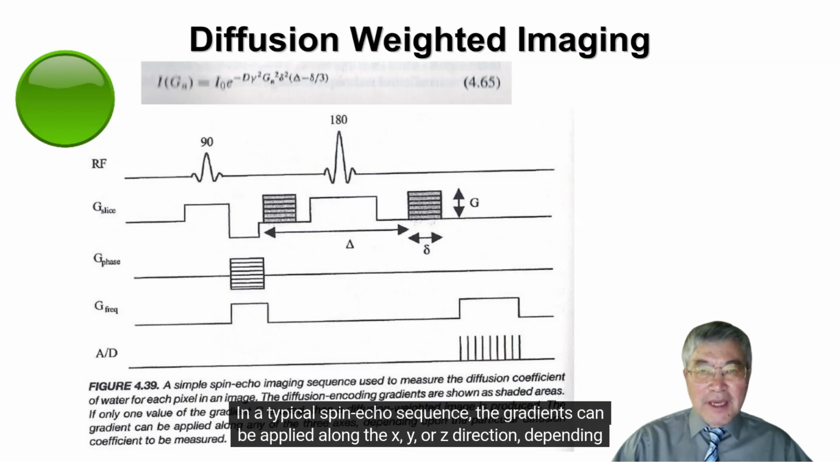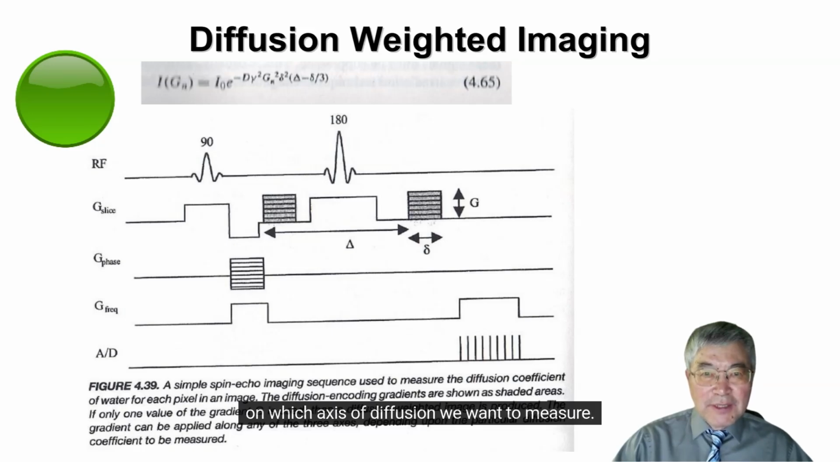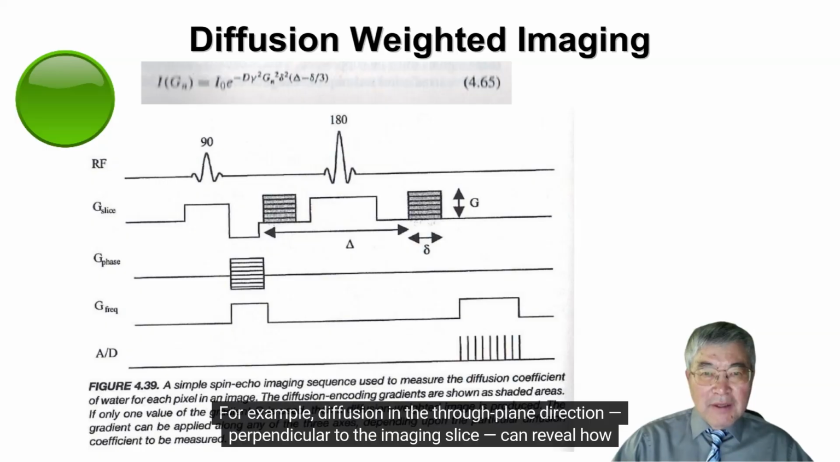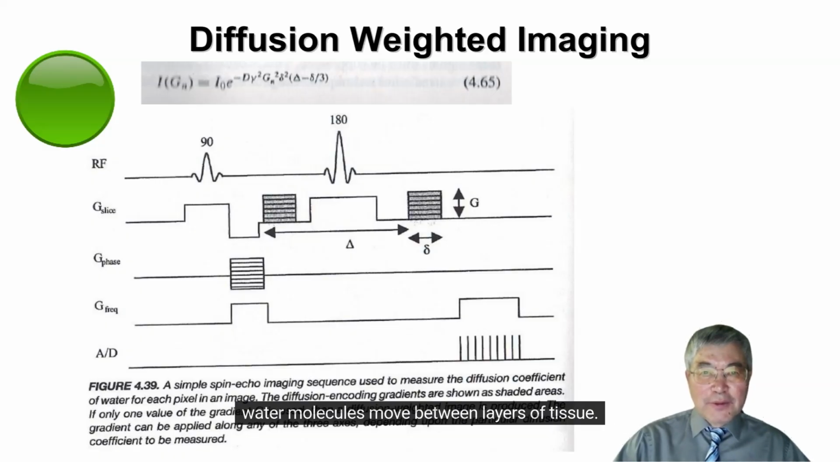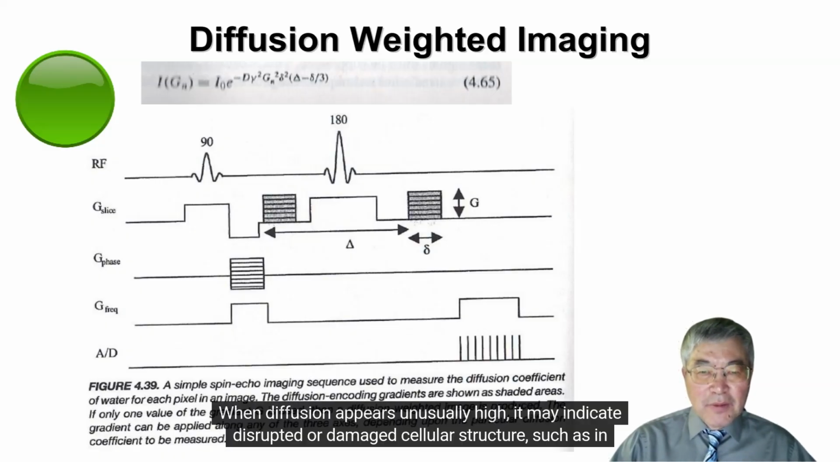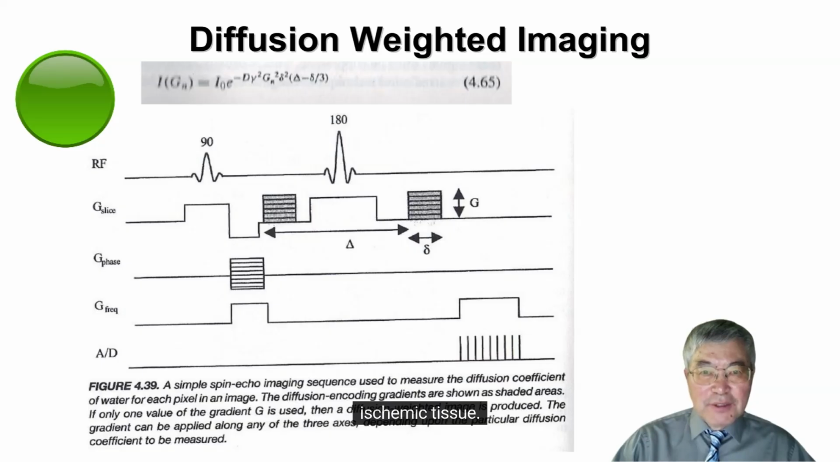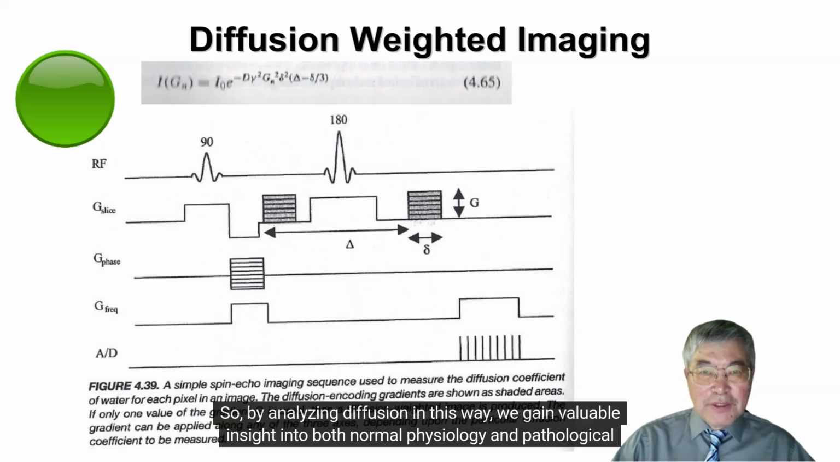In a typical spin echo sequence, the gradients can be applied along the x, y, or z direction, depending on which axis of diffusion we want to measure. For example, diffusion in the through-plane direction, perpendicular to the imaging slice, can reveal how water molecules move between layers of tissue. When diffusion appears unusually high, it may indicate disrupted or damaged cellular structure, such as in ischemic tissue. So, by analyzing diffusion in this way, we gain valuable insight into both normal physiology and pathological conditions.